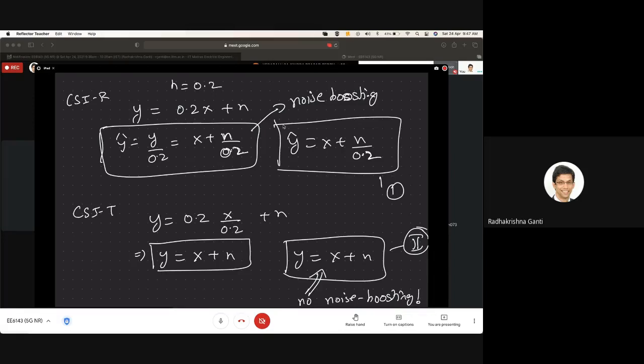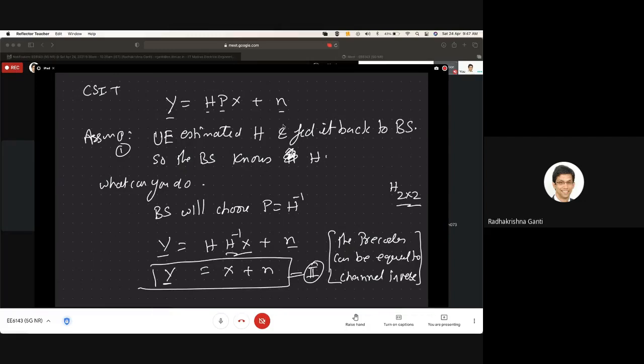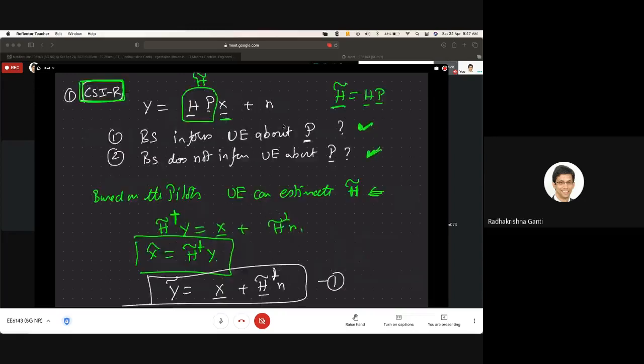In general, I'm not telling you the exact technical things in this. I'm putting a lot of things under the carpet. CSIT gives you a better channel capacity. Effectively, the channel capacity of CSIT, when you use your precoder to cancel your channel, will be much better than just plain old CSIR. CSIR is anyway a must. CSIR is always there. CSIR is the base case. You can show this in a more rigorous manner. The CSIT will always be better than CSIR.